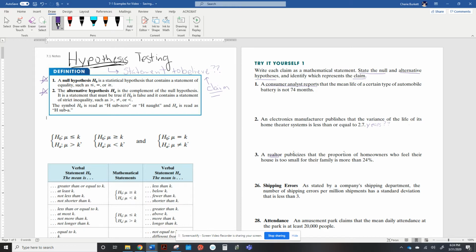So as you can see here, each one of these statements or claims, these are going to be what we call our hypothesis. Okay, now there's two kinds of hypothesis, the null hypothesis and the alternative hypothesis. And the only thing that you need to worry about is that the null hypothesis contains a statement that involves equality, and the alternative hypothesis does not contain equality. That's it.